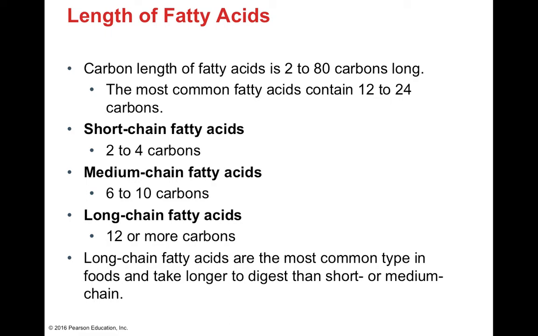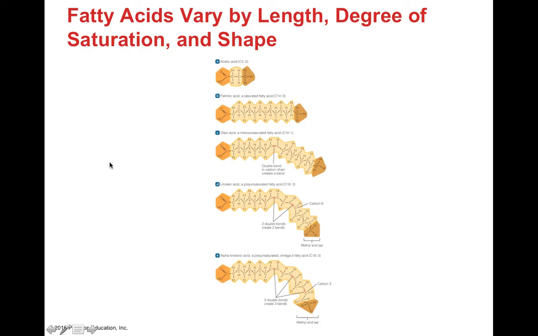Now, the length of fatty acids is approximately 2 to 80 carbons long, but most of them are going to be between 12 and 24 carbons. Short chain fatty acids are anything under 4 carbons, medium would be 6 to 10, and long would be 12 or more. Long chain fatty acids are the most common that you're going to see in your food, and they're going to take a little bit longer to digest than short or medium chain. As you can imagine, you'd have to break 12 down into smaller and smaller components to get to the medium, so long chain fatty acids can break down into medium, which can break down into short.